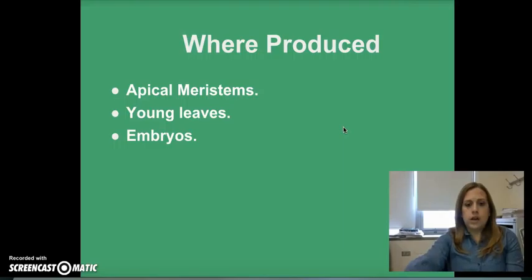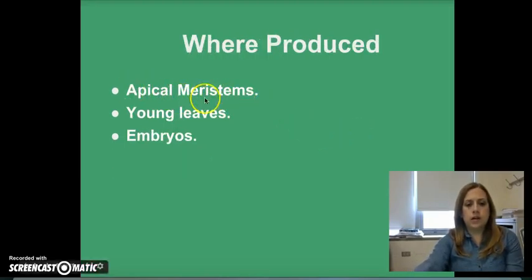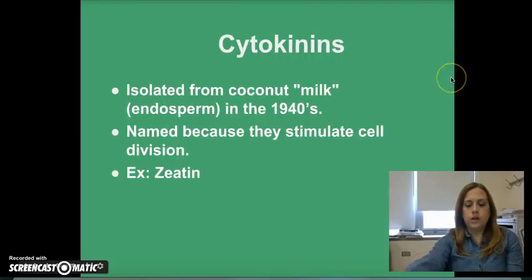Let's see. And so where is it produced? It's produced in the apical meristems, in young leaves, and also in embryos. So apical meristem means like the top of the plant where the growth is happening.